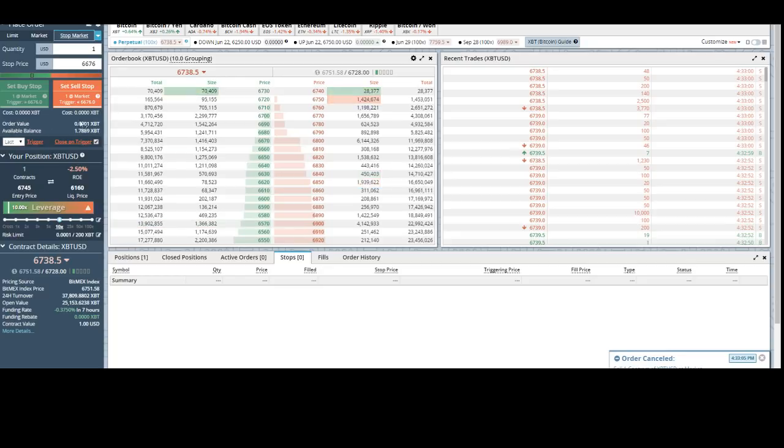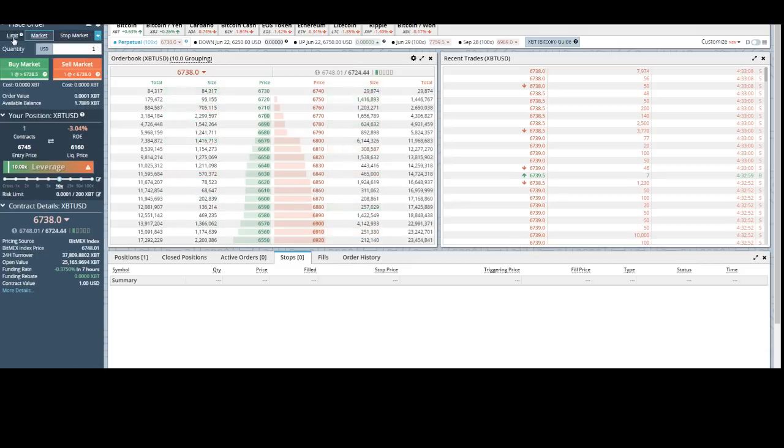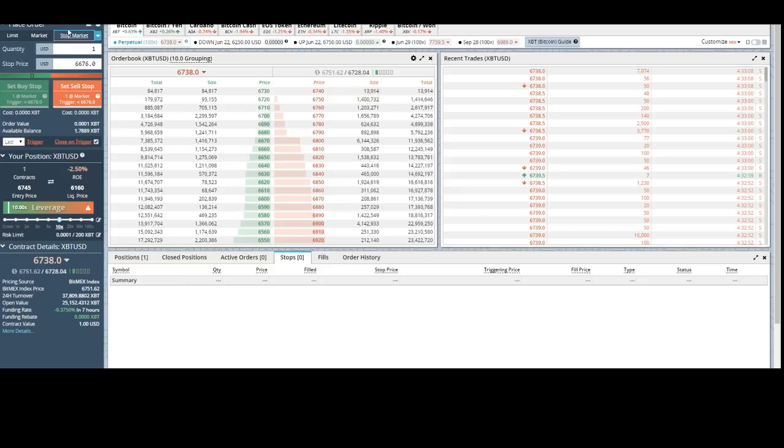Right, I believe that covers everything. Those are the main tools that I use. I don't really use much of these other ones. I'm a very active trader, so I like to manually move my limit orders, my reduce only closes. I like to manually move my stops, and that's how I operate.